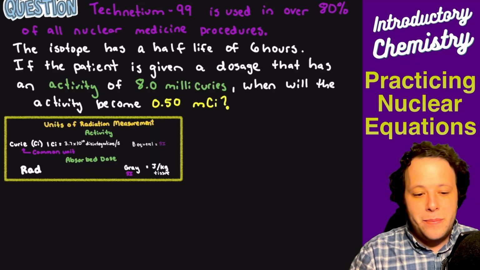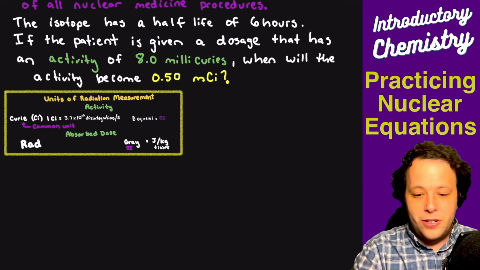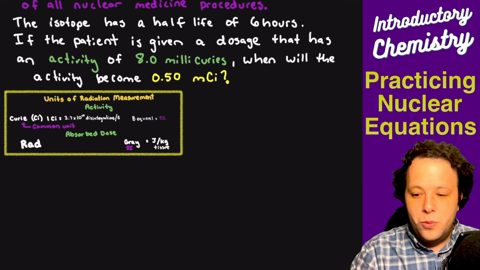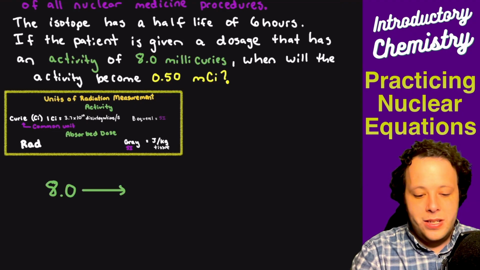Being that it wants to know how many half-lives occurred in order to get from 8.0 to 0.50, what we're going to do is map this out. So we have 8.0, then we go into half, we'll go down to 4.0.